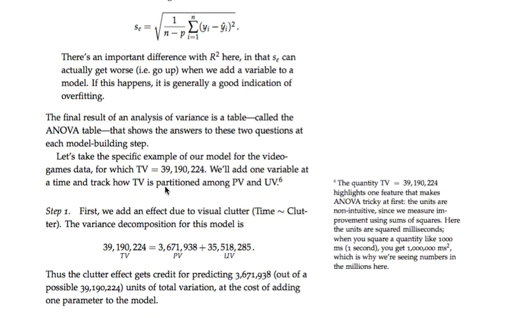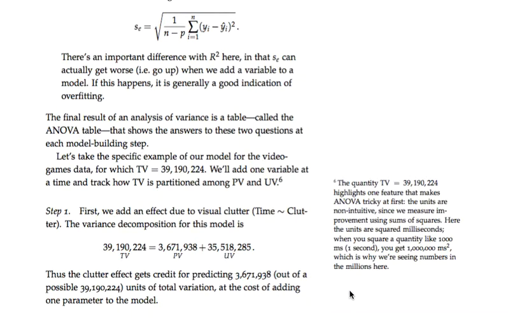So let's add one variable at a time and track how that number right there gets partitioned among predictable and unpredictable components. So step one, you add the effect due to visual clutter. So that's just one dummy variable, so one extra degree of freedom. And here's your predictable variation, and here's your unpredictable. So we would say the clutter effect gets credit for predicting that many units out of the total sum of squares, out of that many possible.